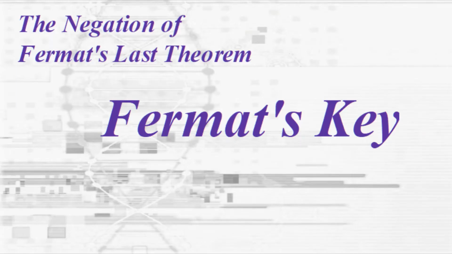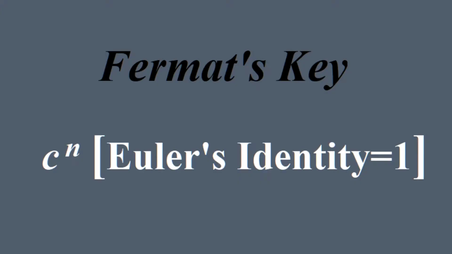The Fermat key proof simply establishes that given the Pythagorean theorem, for any given c, there must be a corresponding sine and cosine. And if c is a quaternion, then the sine and cosine must be quaternions. Therefore, all three must obey the rules of quaternions. We now present the negation of Fermat's last theorem based upon Fermat's key.